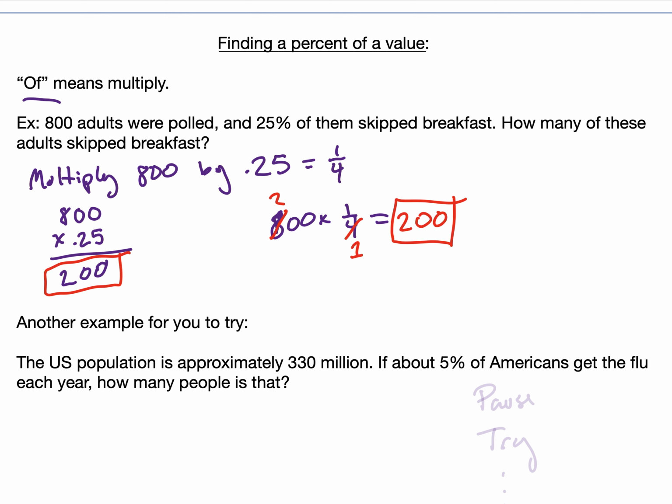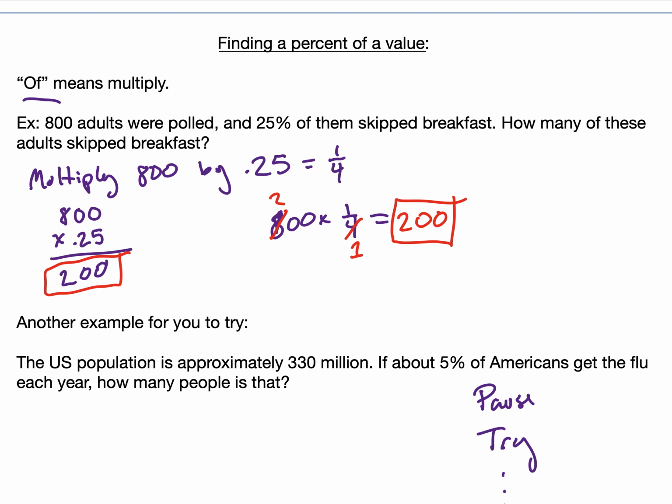So let me give you another example to try. The US population is approximately 330 million. If about 5% of Americans get the flu each year, how many people is that? So I'd again encourage you to pause the video for a second and try this yourself. Get out a piece of paper, get out a calculator, get out whatever you would like to use, and we'll go over the answer together in just a moment.